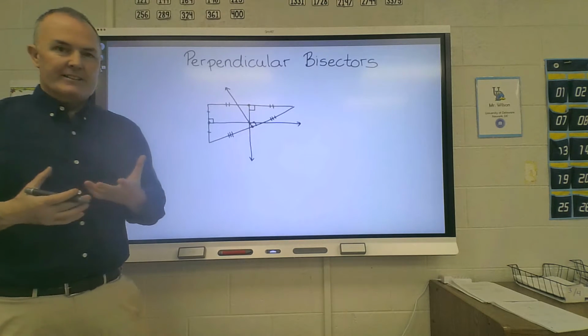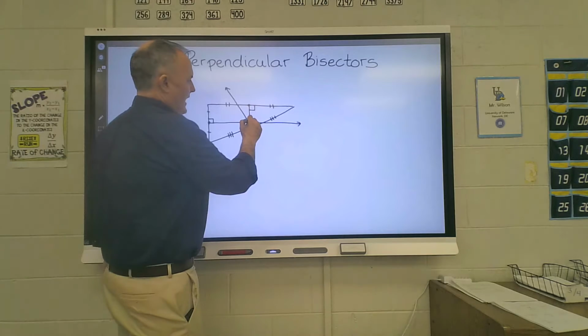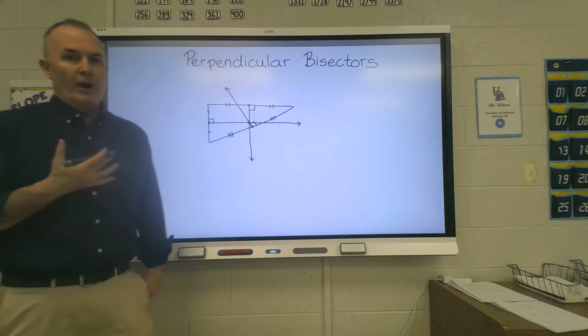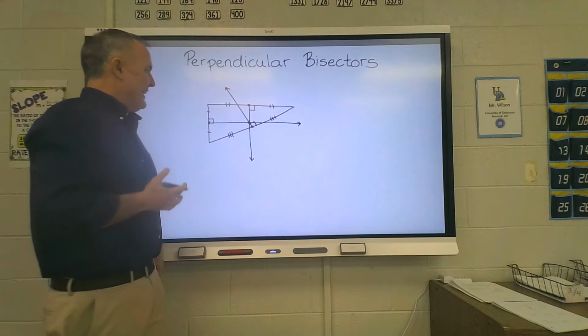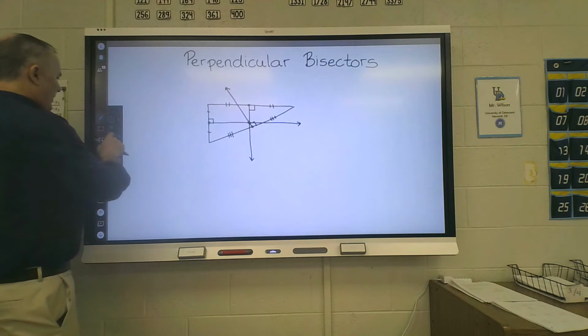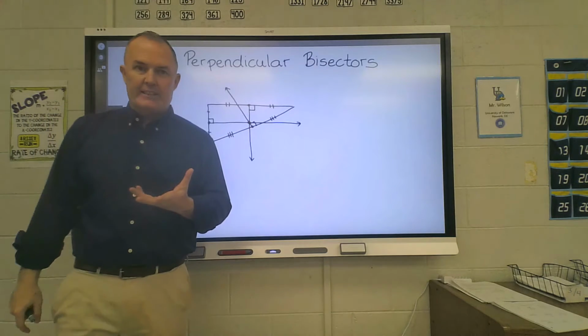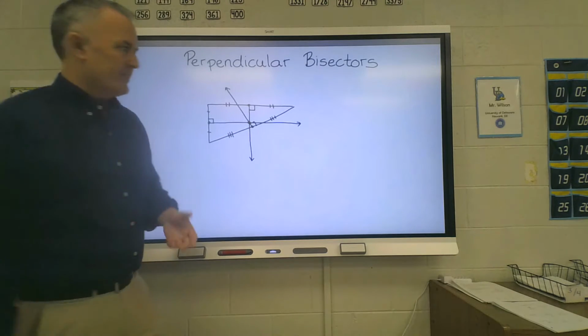All right, if you notice, they all intersect at the same point. That's the point of concurrency for perpendicular bisectors. It happens to have a special name now. We call the point of concurrency the circumcenter.